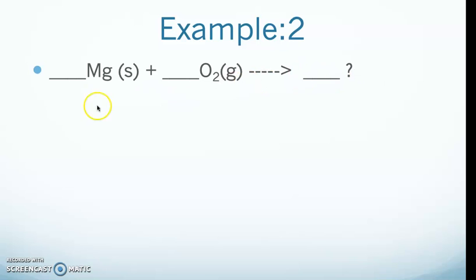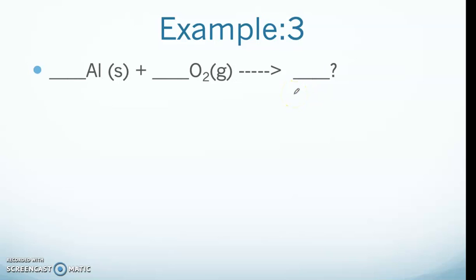Example 2. You have A, which is your metal, and B, which is your non-metal. Together they're going to form MgO. So this is your compound, AB. You have your A plus your B forms your AB. Then you balance it. You place a 2 here, and you place a 2 there. Then it's balanced.